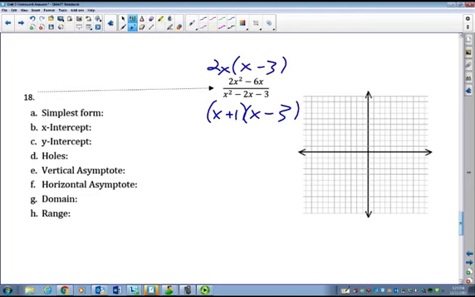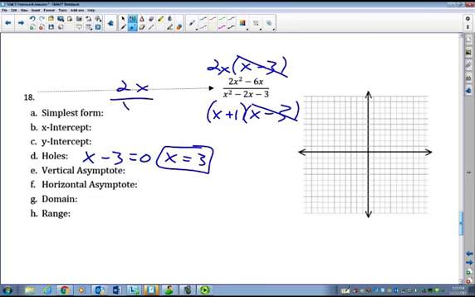Cool. So once we factor that there, then the simplest form would just be the x minus 3's will cancel, leaving us a hole at x minus 3. And so set that equal to 0. We get x equals 3 as our hole, actually. So that x minus 3 goes away, leaving us with the simplest form of just 2x over x plus 1.